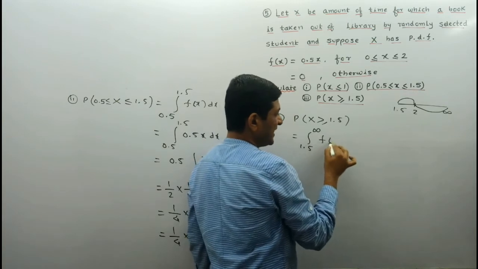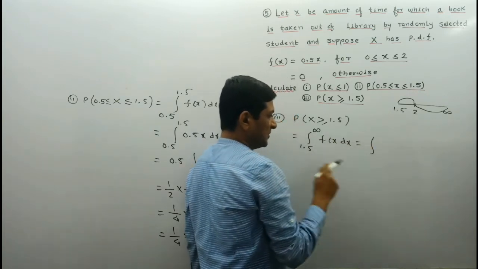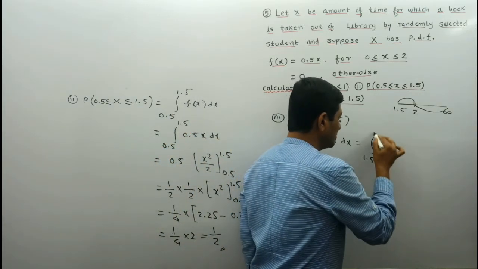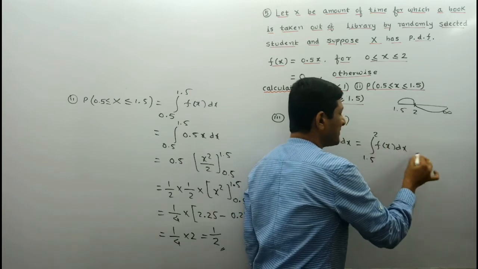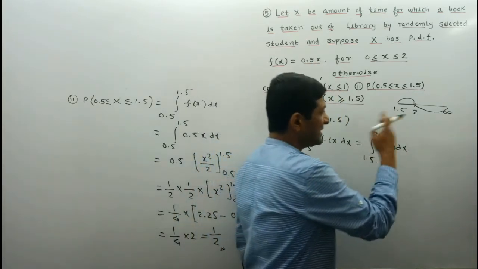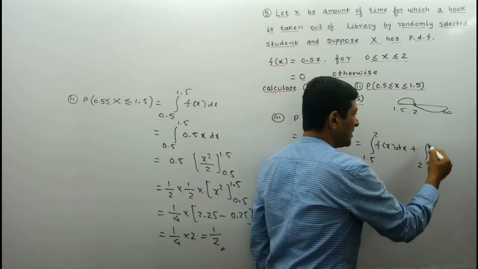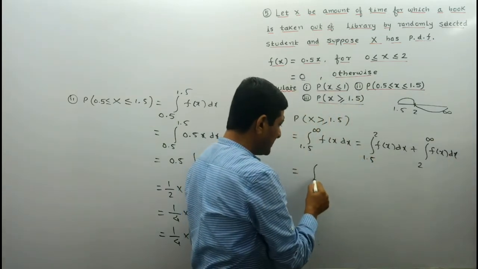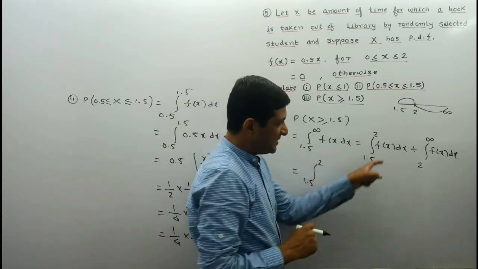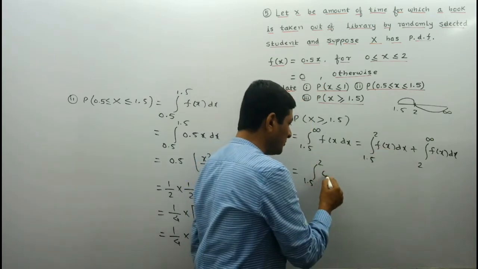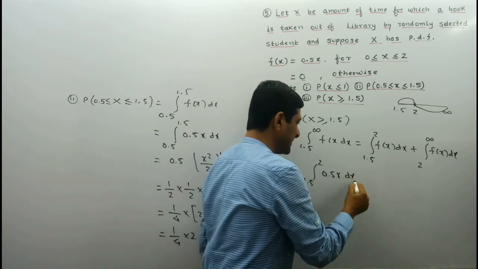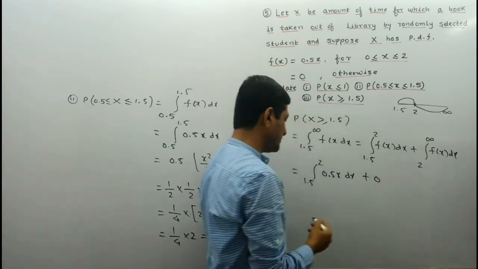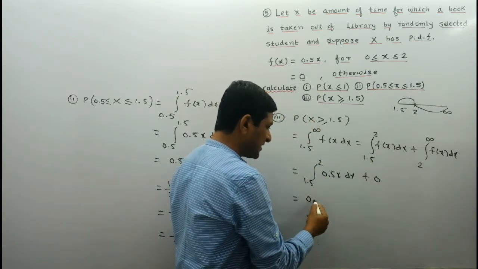F of x dx, which is equal to, now we are splitting 1.5 to infinity into two parts. The first part is 1.5 to 2, because in this interval the value of f of x is 0.5x, and in the remaining part the value of f of x is 0. So in the first part f of x is 0.5 into x dx, and in the second part f of x is 0, and the integration of 0 is 0.